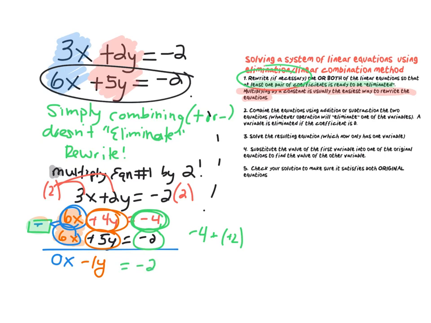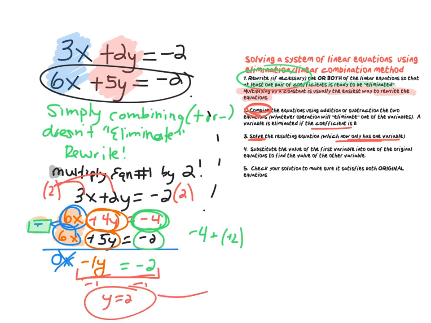So again, I can see I did it right because 0 x's would go away. And I'm just left with this. Negative 1y is equal to negative 2. So when I combined those equations, I did get a coefficient to go away because the coefficient was 0. So I can solve that equation for the one variable that's left. So I divide by negative 1, and I get y is equal to 2.